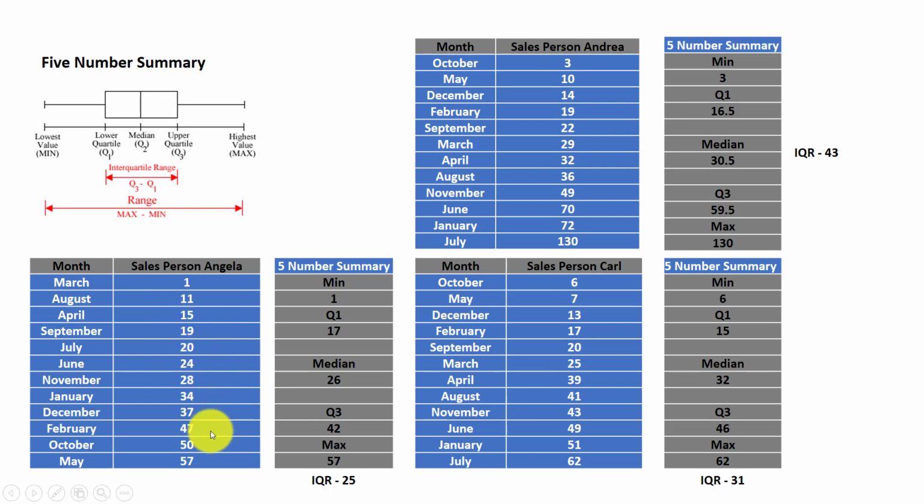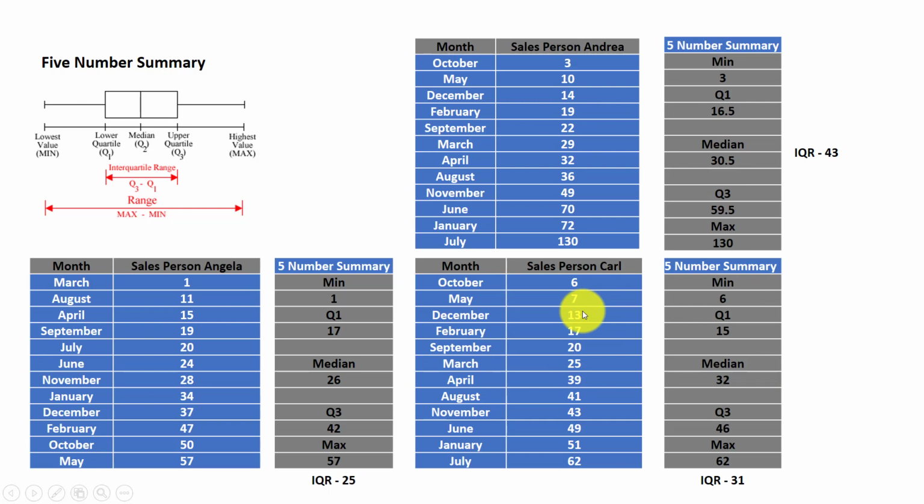Now for Q3, we have 28, 34, 37, 47, 50 and 57. We'll take the middle two values and average them and we'll get 42. Now what is IQR? IQR is Q3 minus Q1, that is 42 minus 17, coming to 25. So I have all the 5 values as well as the interquartile range for each of the data sets.